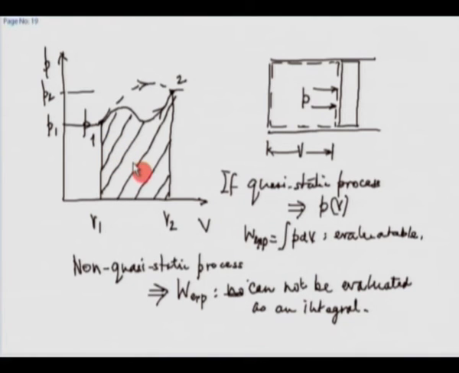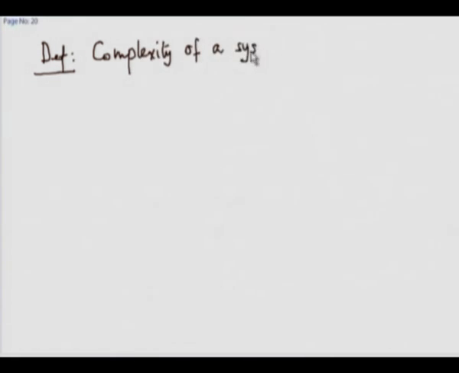And now we come to the next thing. Now some definition. We define the complexity of a system.